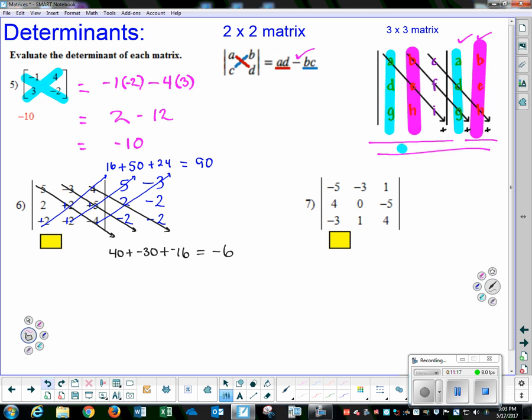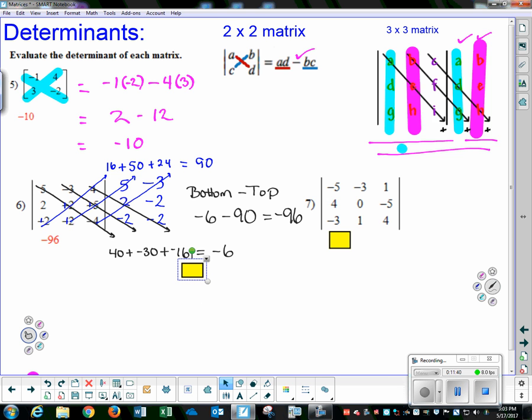And we pull this together by going bottom number minus the top sum. So I'm going to take -6 minus 90, which gives me -96. So the determinant of a matrix is actually just a number. Okay, so that's what you're trying to get to, is just this number.